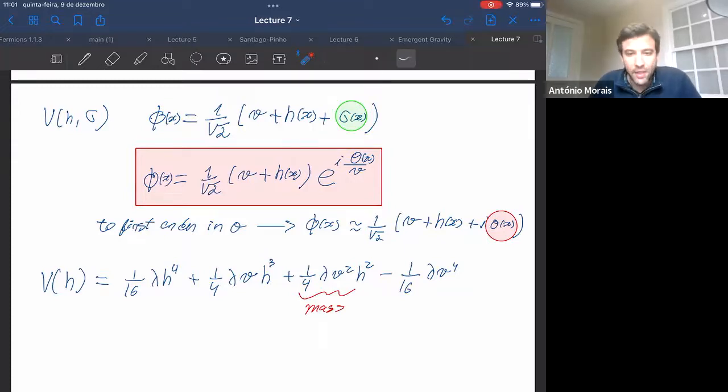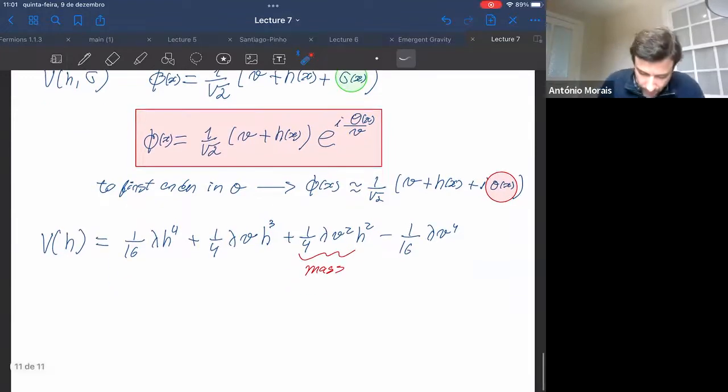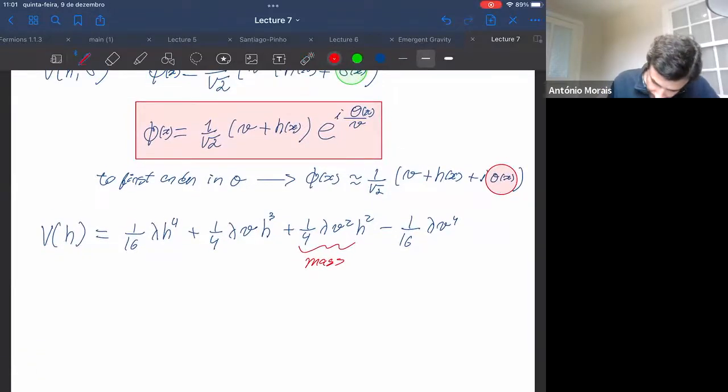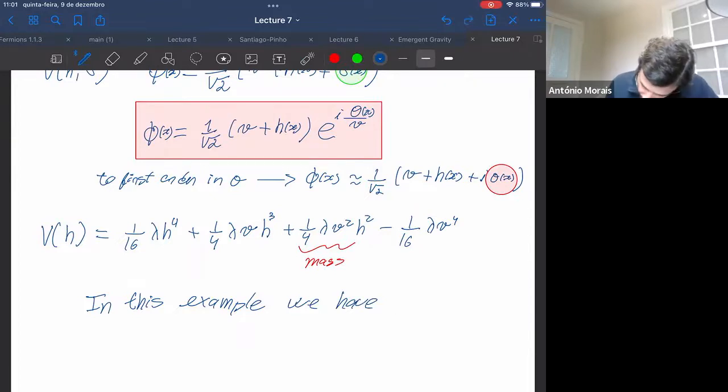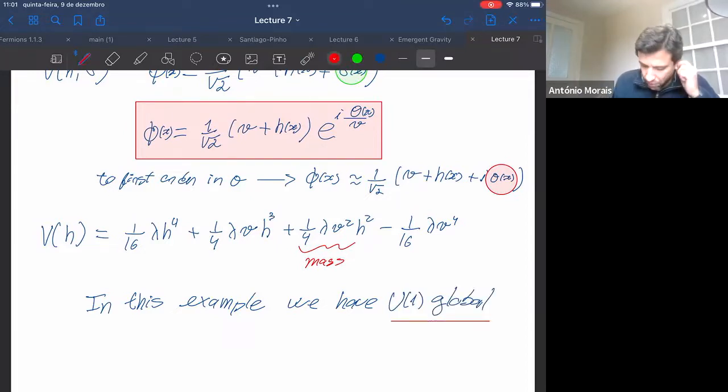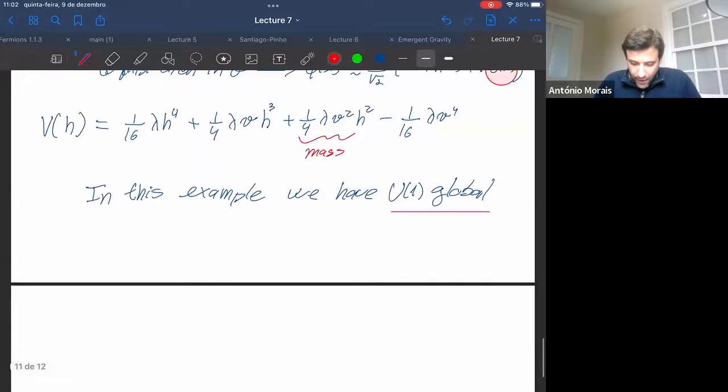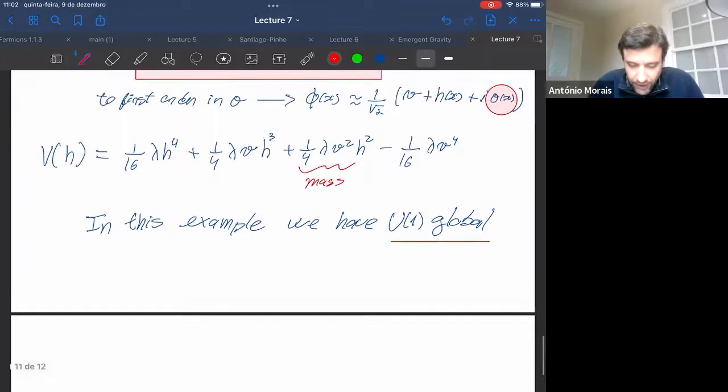But bear in mind that theta is still a physical field. We are talking about a global symmetry. In this example, we have U(1) global. So recall this, we have a U(1) global. So the Goldstone boson is a physical field. It's not absorbed by the gauge bosons, as we'll see how it happens. So it also must have propagating degrees of freedom. So it drops out of the potential, and I think you understand why, right?